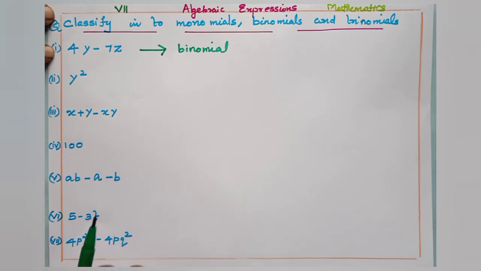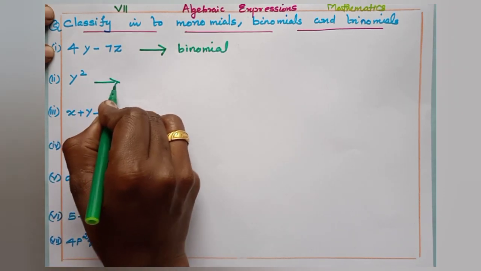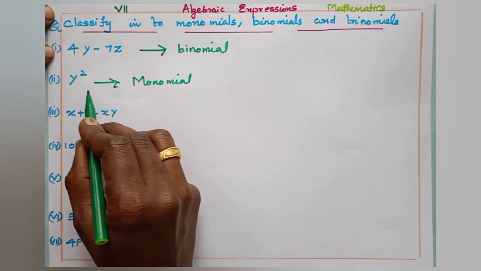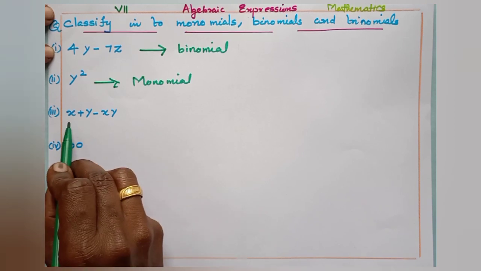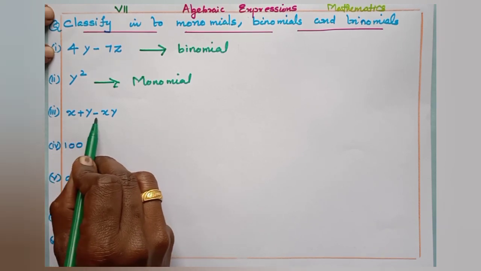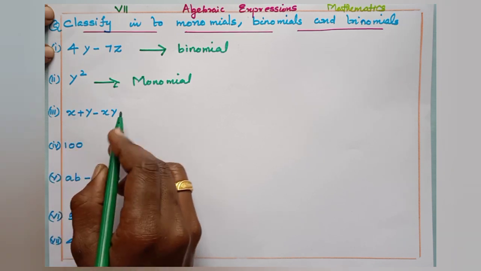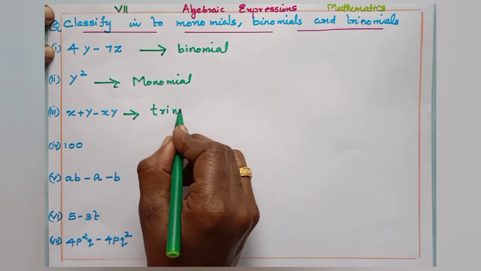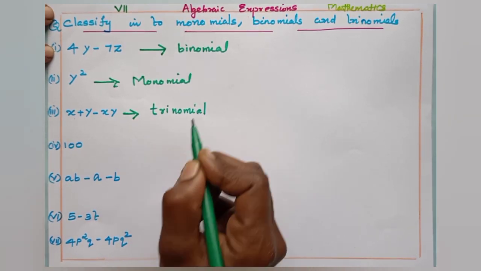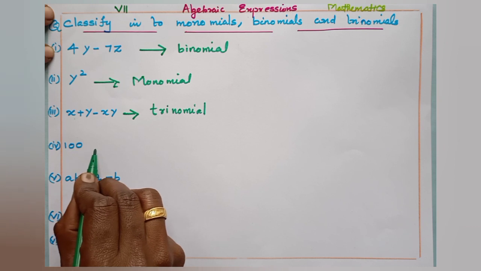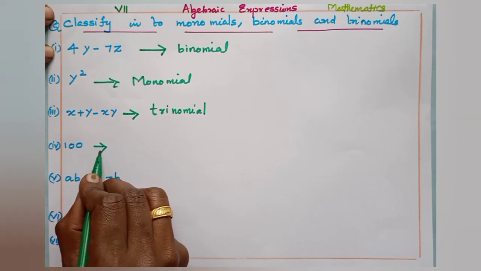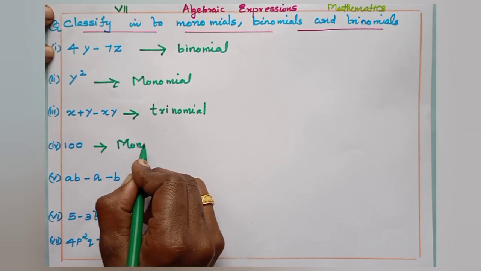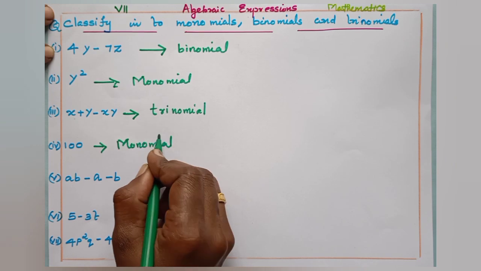Listen to the second question. y square. y square contains only one term. So this is a monomial. An algebraic expression that contains only one term is a monomial. Here, x plus y minus xy contains how many terms? Three terms. So an algebraic expression that contains three terms is a trinomial. Fourth question. 100. Only one term is there, that's a constant term. A monomial.